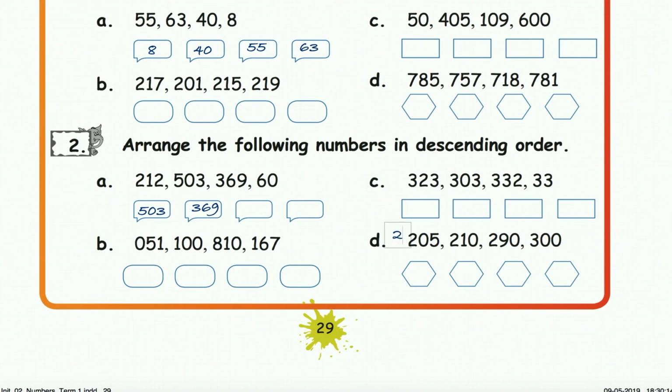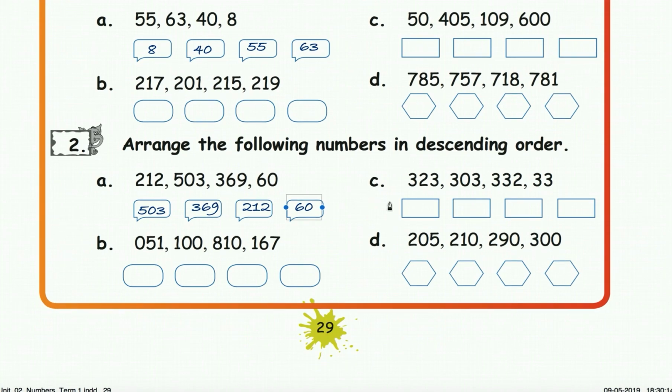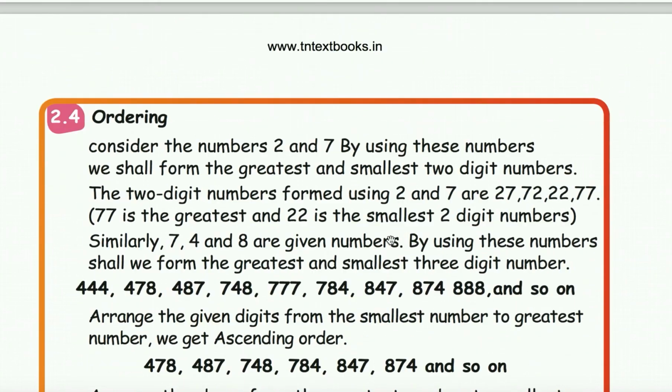Next 212. That comes in the third box. Last one is 60. That appears in the fourth box. This is descending order. Fine. You complete B, C, and D. Okay.